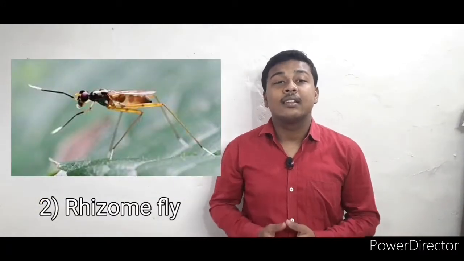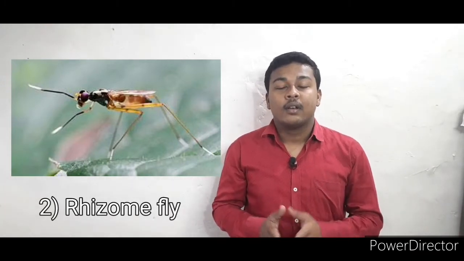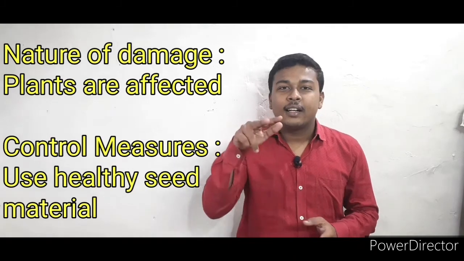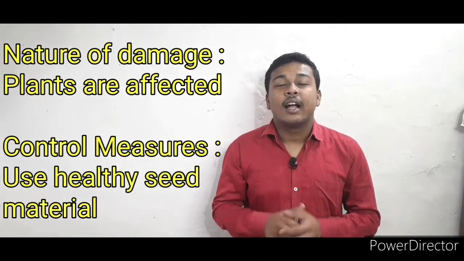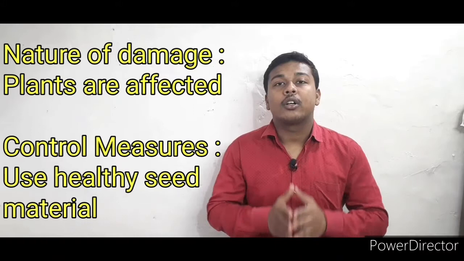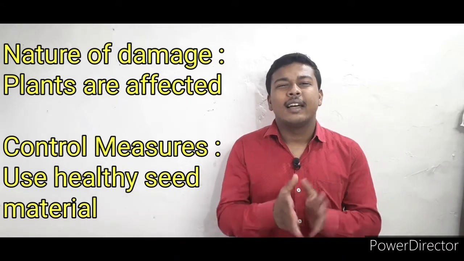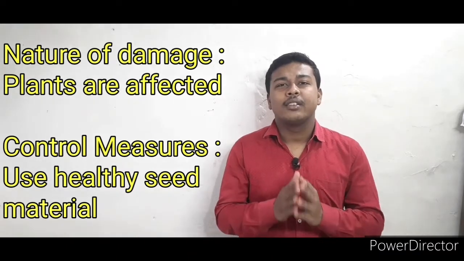Now the next one is rhizome fly, and the way they affect the plant is by cutting them from the roots, and due to this the plants rot. And to control this, healthy seeds should be used.